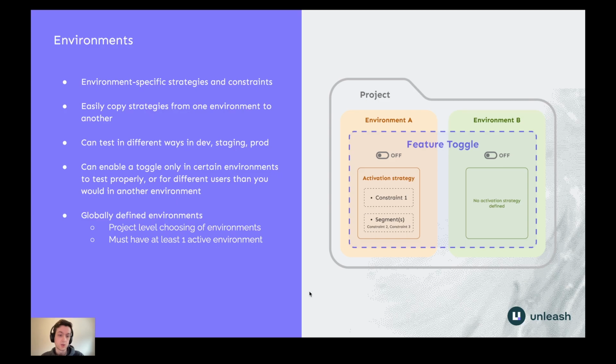So feature toggles exist across all the environments. Once you create a feature toggle, it exists for all the environments in that project. And the environments are based on what you have created globally. Within each project, you can hide certain environments if they're not useful for that project. You must have at least one active environment. You can't turn them all off. By default, I believe you get one called development and one production. And again, in Enterprise, you can keep adding as many environments as you need.